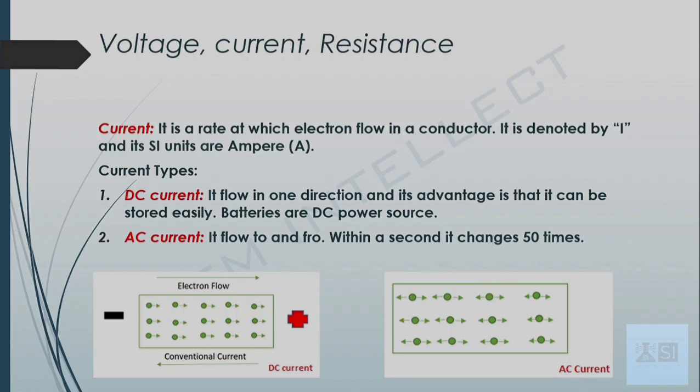The second thing is alternating current. We call it AC. It flows to and fro. You can see from the second picture that the electrons are flowing to and fro. The power line normally has a frequency of 50 hertz. That means within a second it changes direction 50 times.